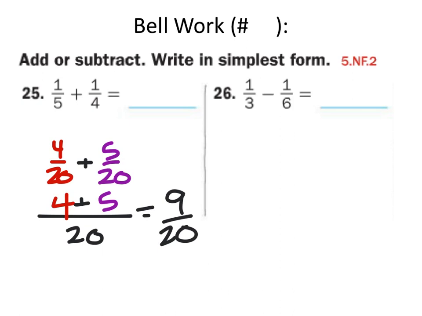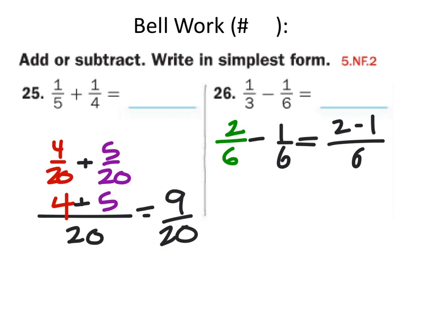The second one will work very much the same way. There I'm going to use a denominator of 6, so I'm going to multiply the 1 and the 3 by 2, making that 2/6 minus the 1/6. Well, that means we're comparing the same size parts, so I got 2 minus 1, which would result in 1/6.